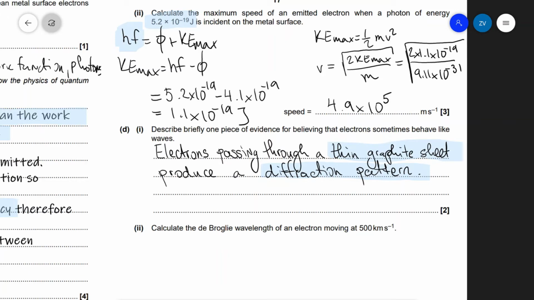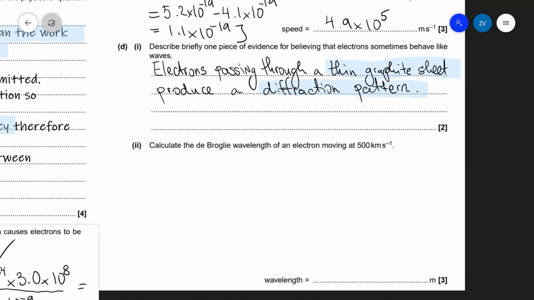This means that electrons can behave as waves, and we can calculate the de Broglie wavelength of an electron at a certain speed. The equation is given in our formula booklet for that wavelength, and that is equal to h divided by p, where p is the momentum of the particle. So this means that lambda will be h divided by mv, and h is Planck's constant. That's 6.63 times 10 to the power of minus 34.